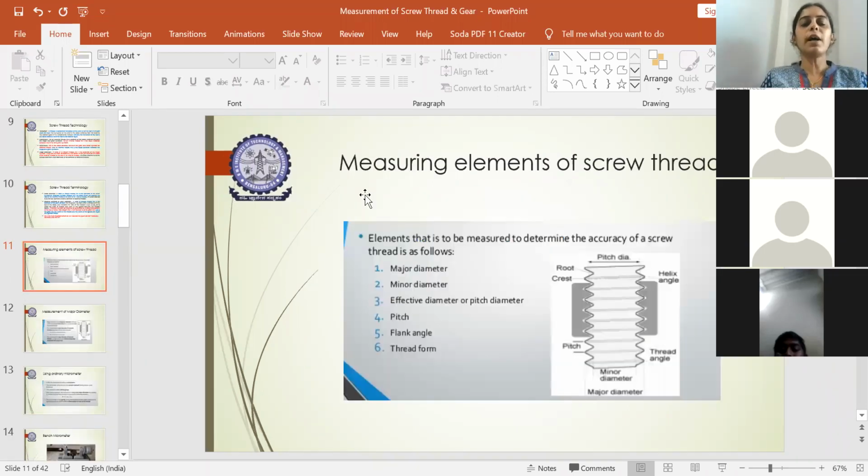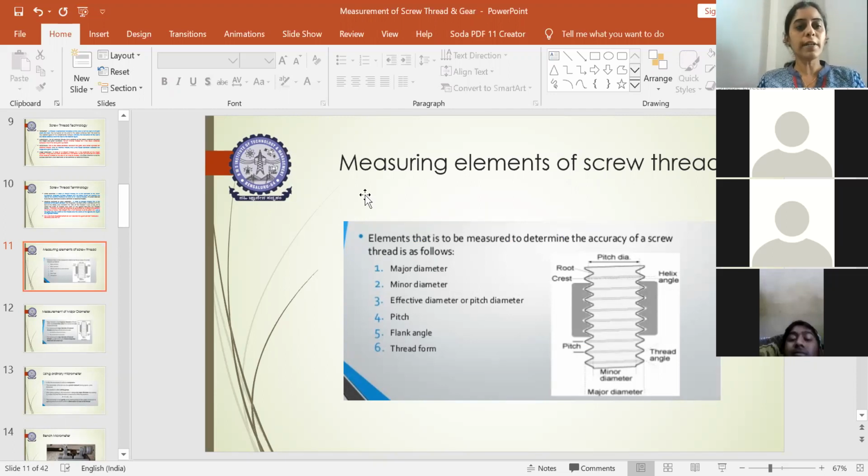Next we should come to know the measuring elements of a screw thread. We have now studied all the terminologies associated with the screw thread. Here we have to see which elements are measurable. The measurable elements in a screw thread are the major diameter, minor diameter, and effective diameter, also called the pitch diameter. You have to measure the pitch, the flank angle, and the thread form. These are all the measuring elements in a screw thread. To measure all these, there are many instruments that we use.